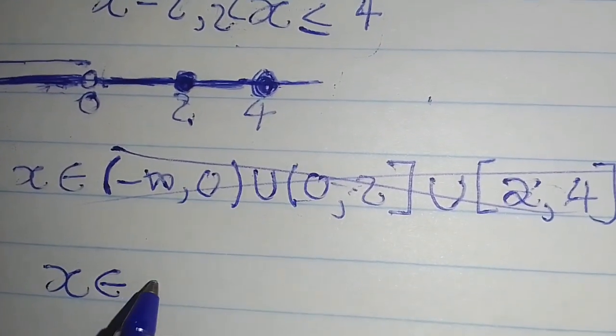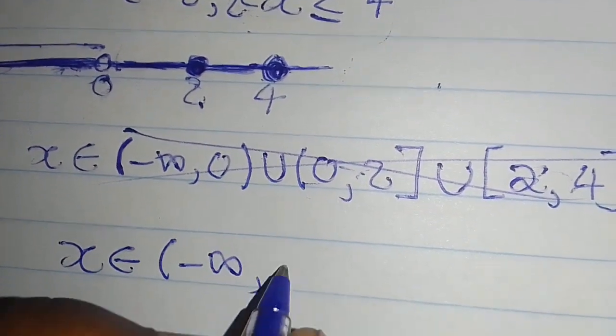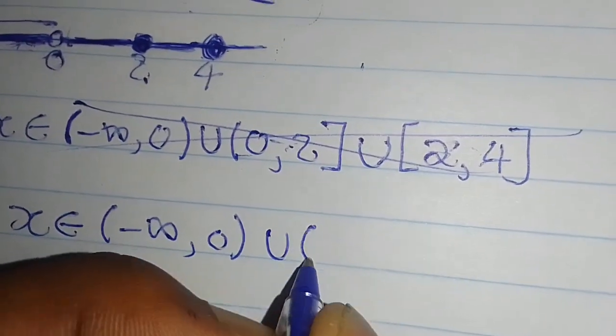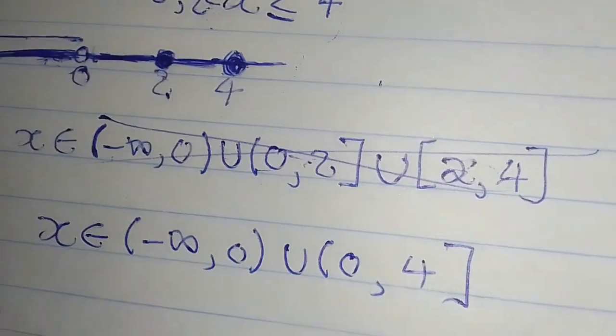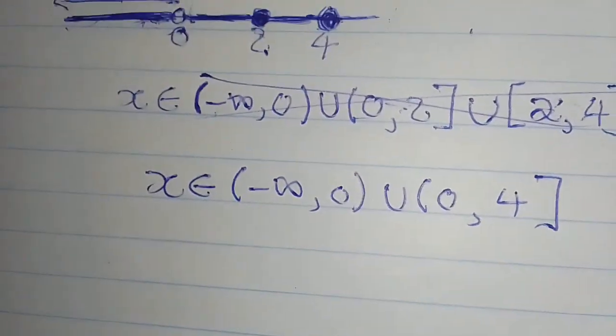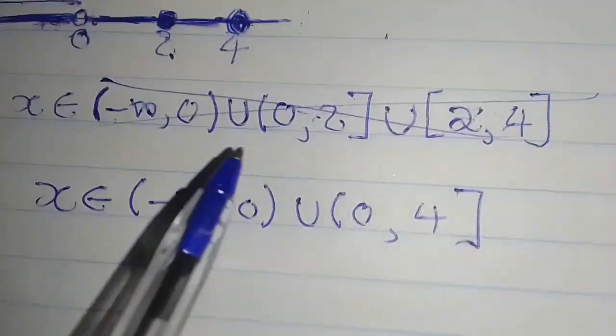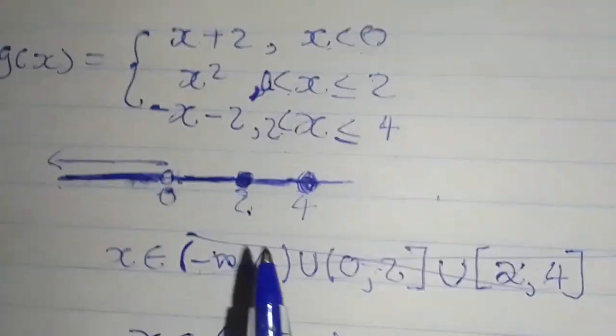So the domain will just be something like this: minus infinity to 0, union 0 to 4. This just covers the whole thing. You don't need to write the domains like this. We are mathematicians. Keep everything as short and concise as possible. So this will be the domain of our piecewise function.